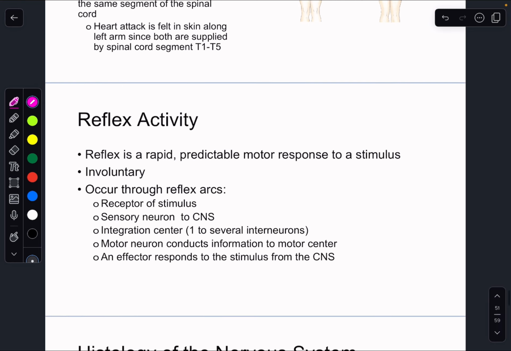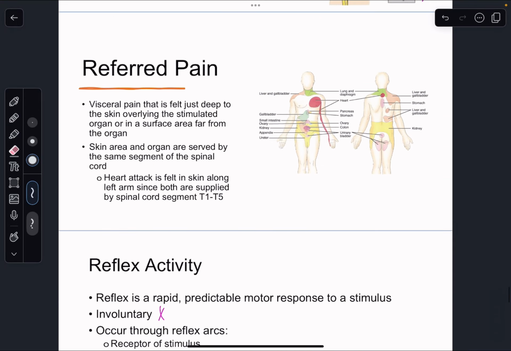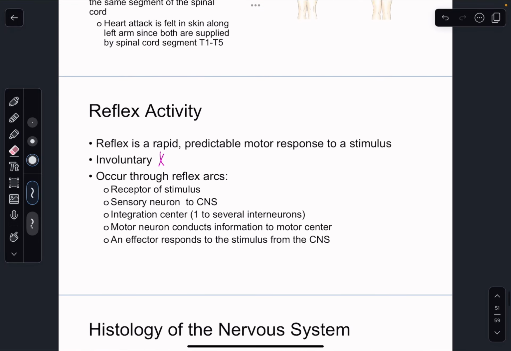Reflex activity. Reflex activity is a rapid, predictable motor response to a stimulus. It is involuntary. It occurs through a reflex arc: receptor of stimulus, sensory neuron to the central nervous system, integration center, motor neuron conducts information to the motor center, and then an effector response to the stimulus from the CNS. So I basically explained it right here with the nail.